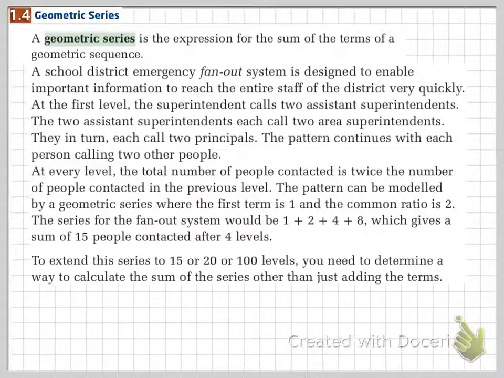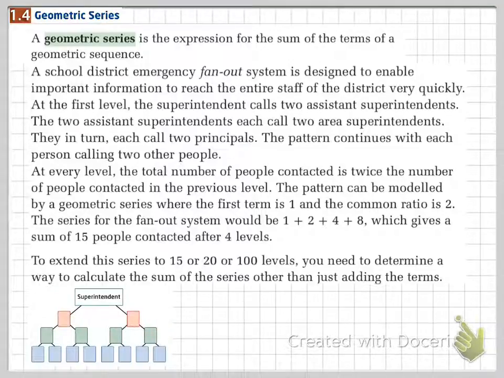At every level, the total number of people contacted is twice the number of the people contacted at the previous level. The pattern can be modeled by a geometric series where the first term is 1 and the common ratio is 2. The series for the fan-out would be 1 plus 2 plus 4 plus 8, which gives a sum of 15 people contacted after 4 levels. To extend this series to 15 or 20 or 100 levels, you need to determine a way to calculate the sum of the series other than just adding the terms.